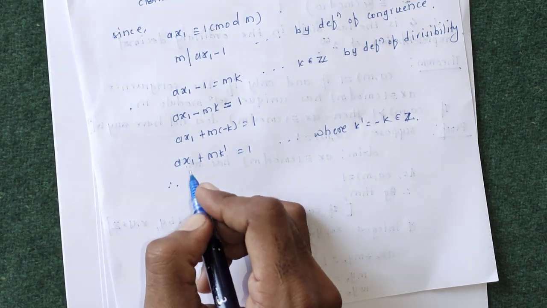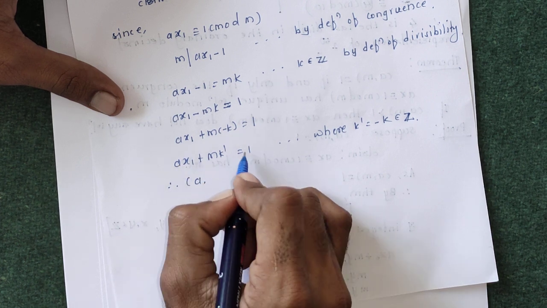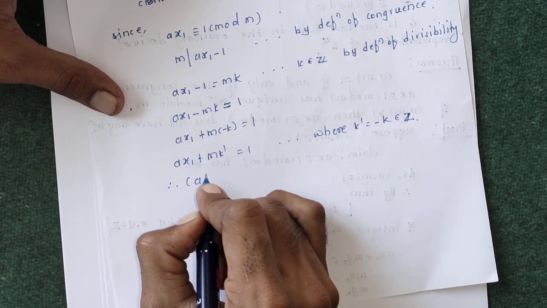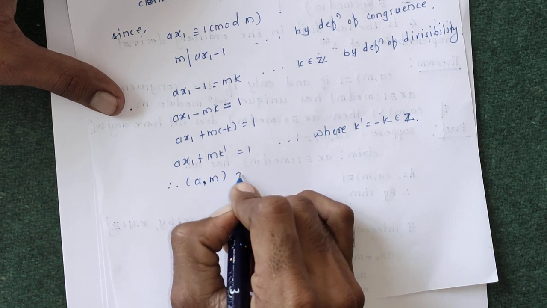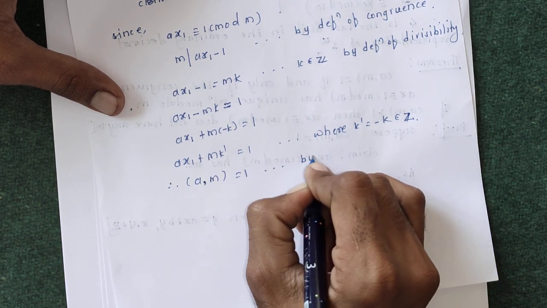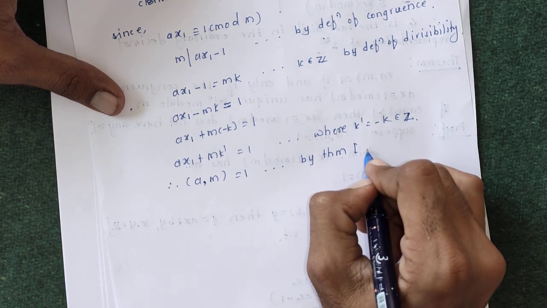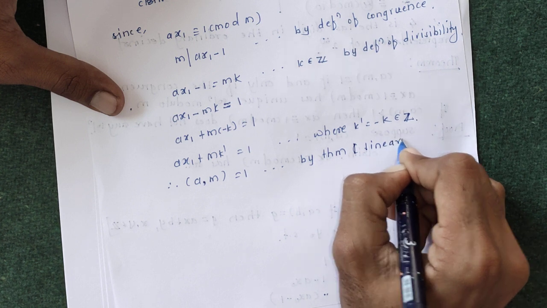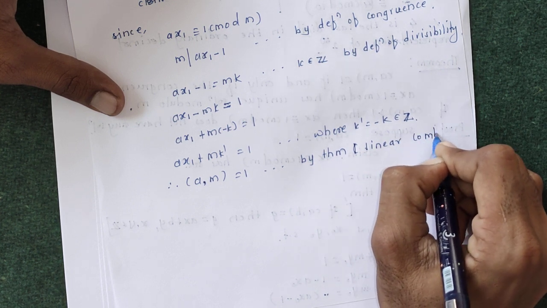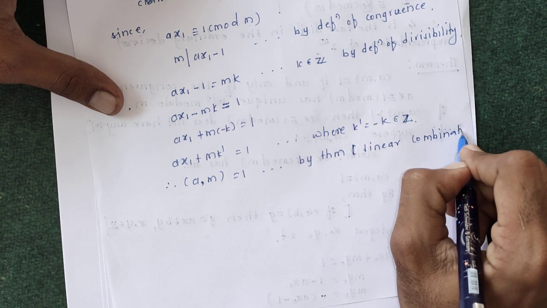Therefore, we get 1 as a linear combination of a and m. So the GCD of a and m is equal to 1. This is by using the theorem of expression of GCD in linear combination.